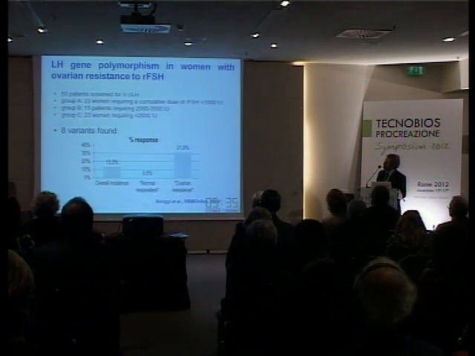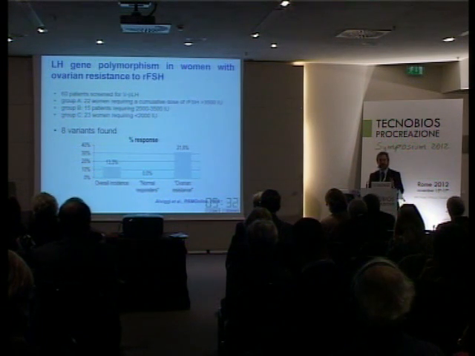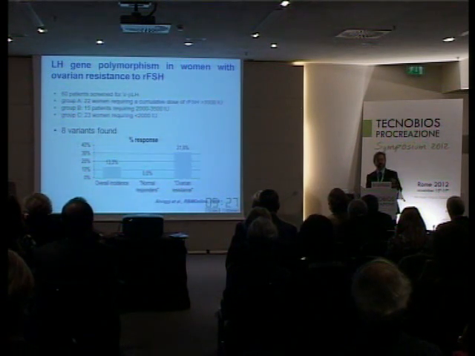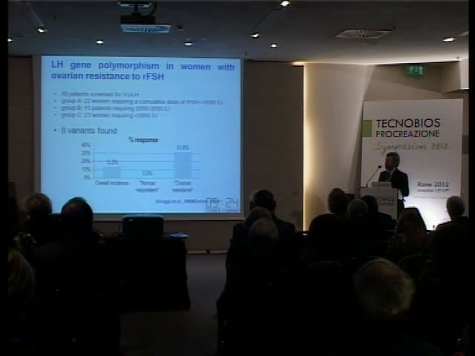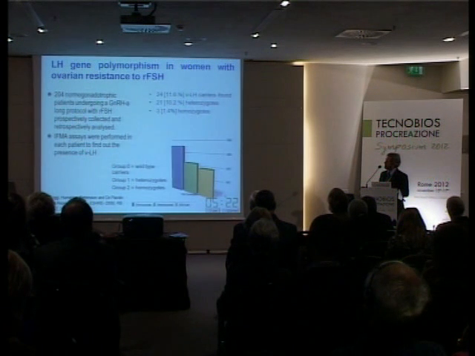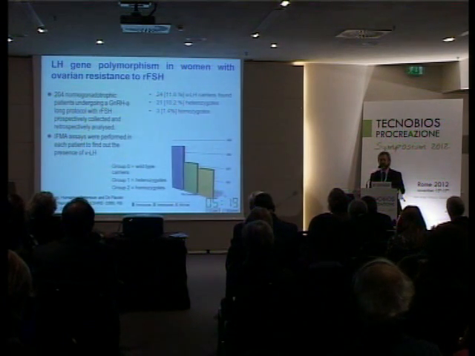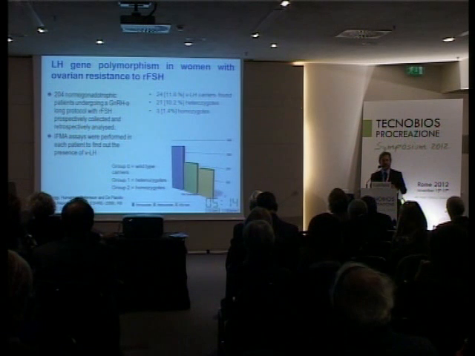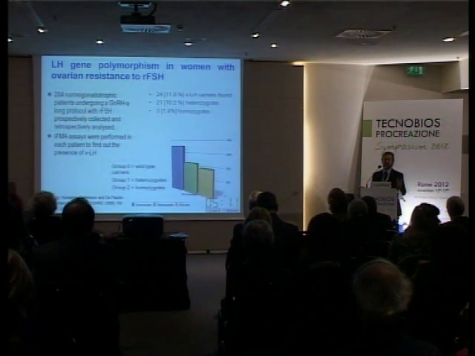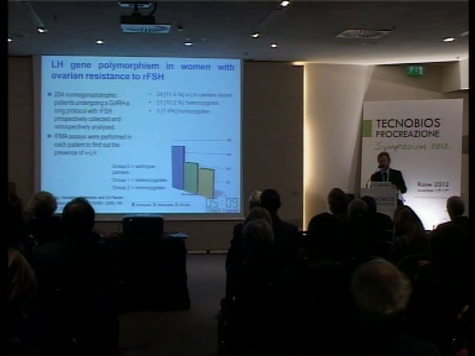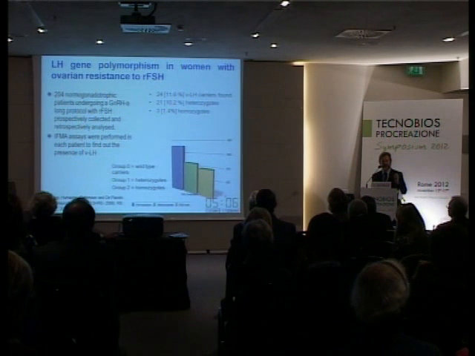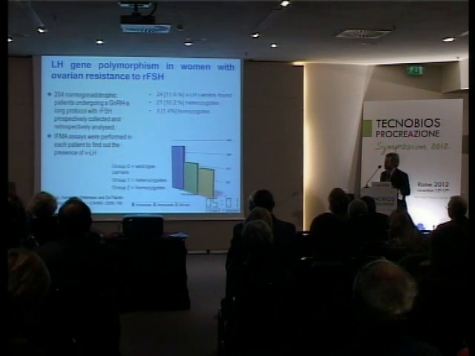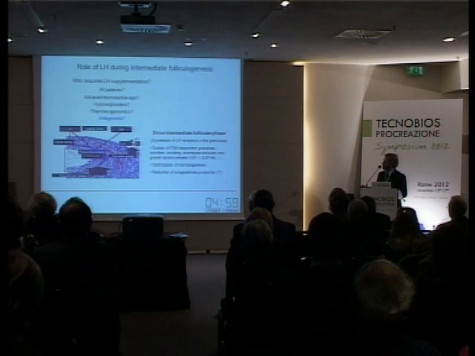If we consider the population with normal response in terms of number of eggs retrieved, but who received very high doses of FSH or very long stimulation, the frequency of this polymorphism is 32%, and this has been confirmed in a second series performed in 200 cases from Denmark, where I analyzed samples that I had from Peter Humaidan. So we have 60 patients in the first series, 200 in the second, and what we can say at this moment is that carriers of this polymorphism require higher doses of FSH and probably benefit from LH supplementation.